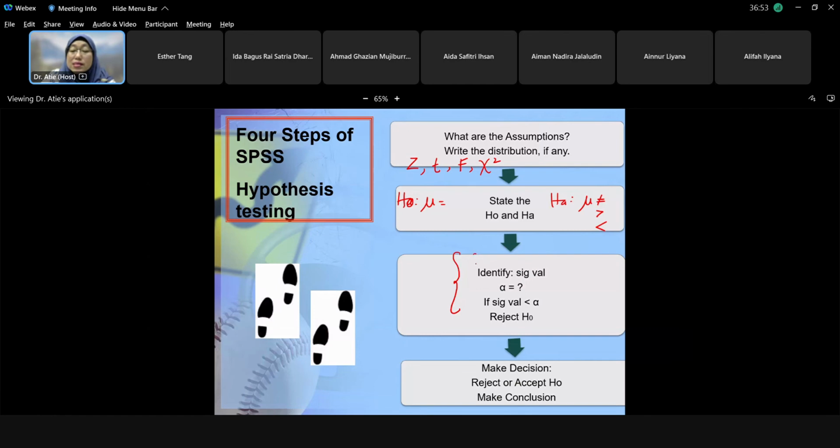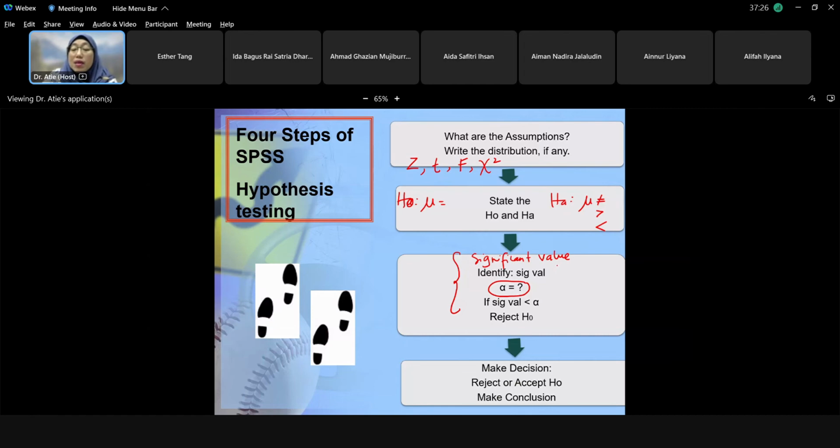Sigval means significant value. Again, alpha will be given in the question. If not given, then we need to take alpha equal to 0.05. In this case, the significant value is also called the P value or probability value. In SPSS, we call it sigval. So this sigval, you need to look for it in the SPSS output.